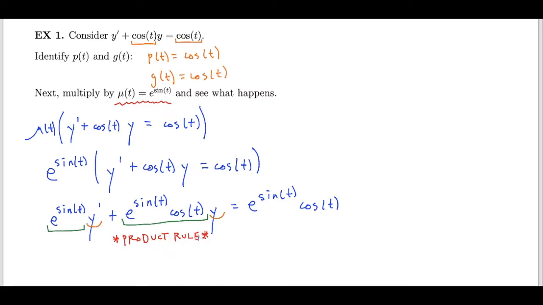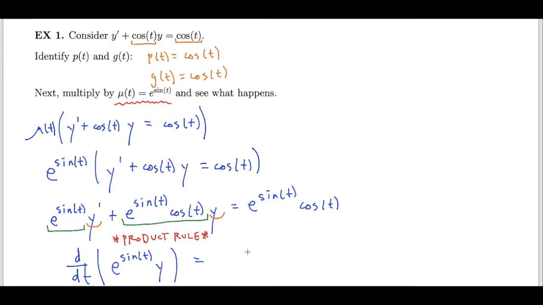Let me spell out what I mean by that. I claim that this left-hand side has the structure that it is the derivative with respect to t of e to the sine of t times y. If you don't believe me, try it. Evaluate this derivative. We have two functions. Again, here y is not just a variable. We're thinking of it as a function of t. So I have two separate functions. And if I was asked to take the derivative of those, since they're multiplied, I would apply the product rule, and I'd end up with exactly this expression on the left-hand side.